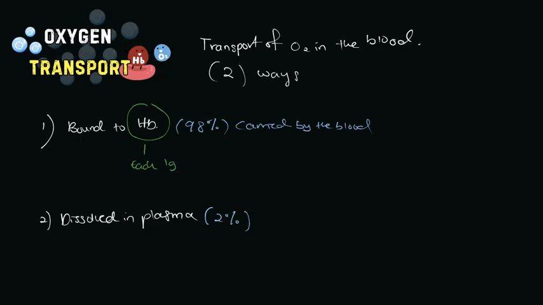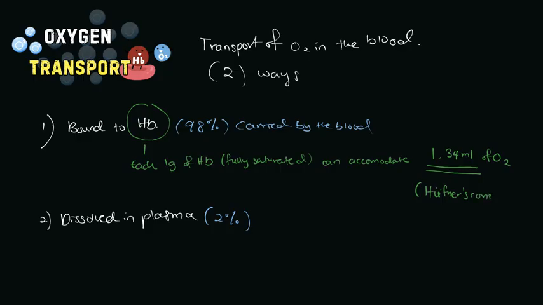Let's talk about hemoglobin. A fully saturated 1 gram of hemoglobin can accommodate 1.34 milliliters of oxygen. This is known as Hüfner's constant. Remember this constant because we are going to use it in our next formula of oxygen content.